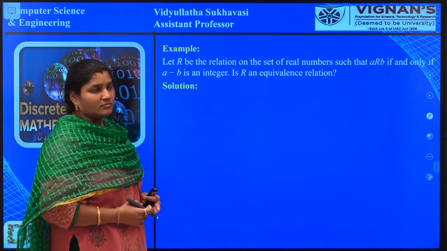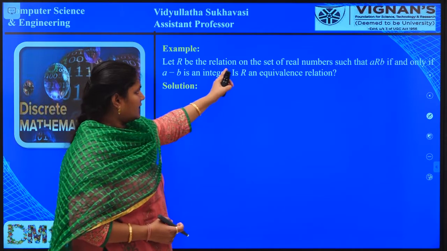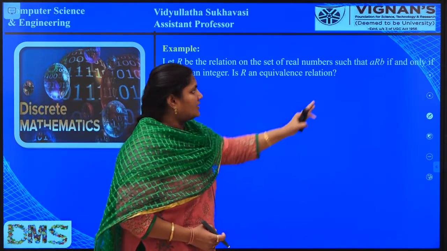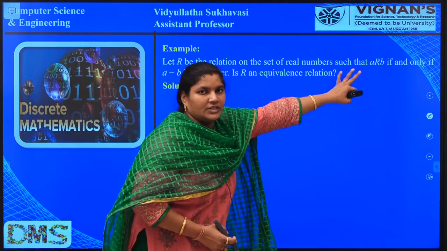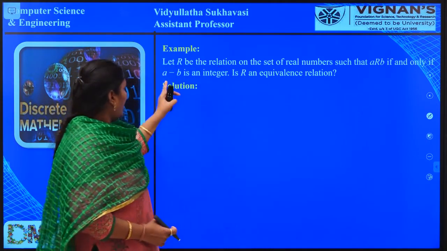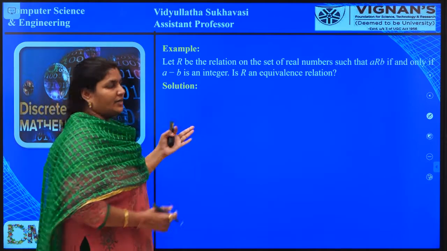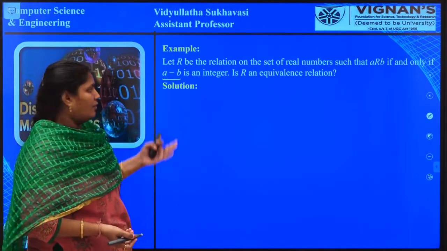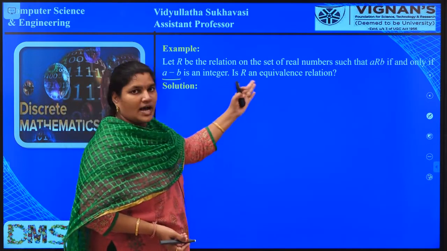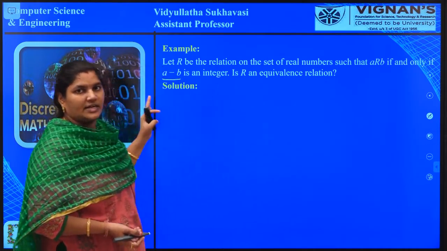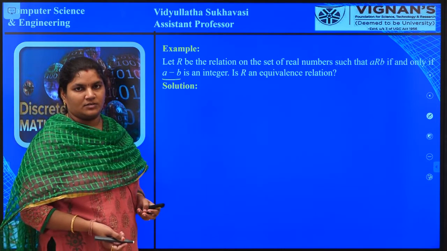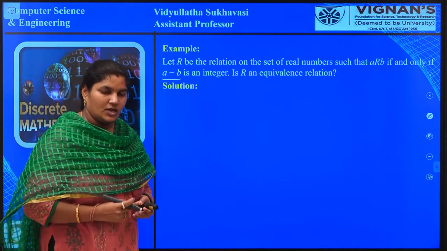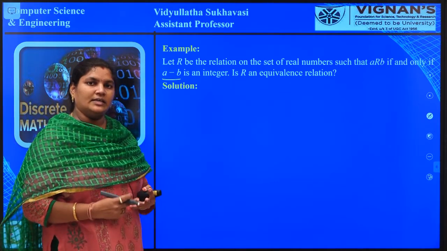Here we have taken R as a relation and we have taken the domain as the set of real numbers such that A is in relation with B, and what we need to prove here is that the relation is A minus B which is an integer value. So is R an equivalence relation? Whether it is an equivalence relation or not, we need to check. So in the same procedure we need to check. First we need to check for reflexive, symmetric and then transitive.